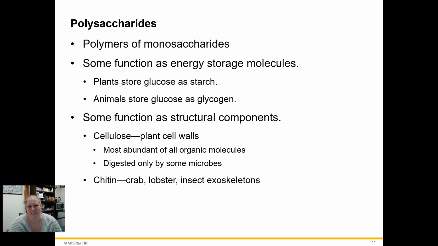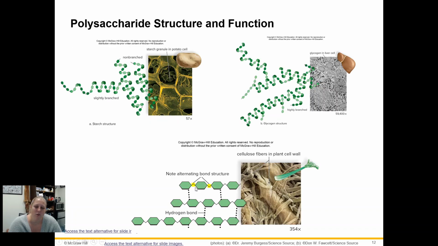It's fascinating. The reason that works that way is because they do not have this kind of wavy branching that we see in starch and glycogen. Instead, these have building block structures that are held together by hydrogen bonds and strengthened by these alternating bond structures, okay?